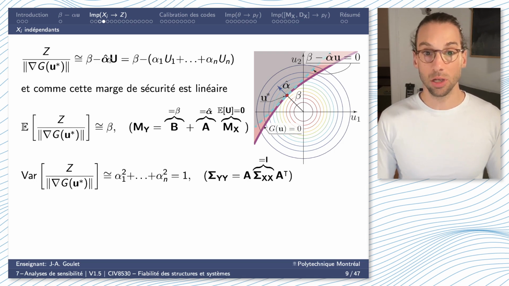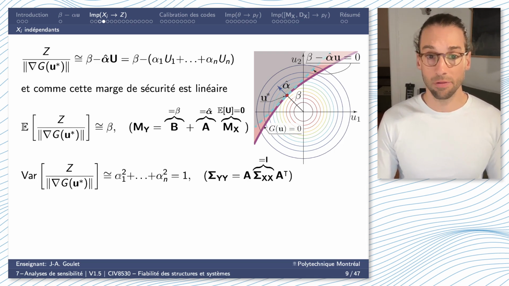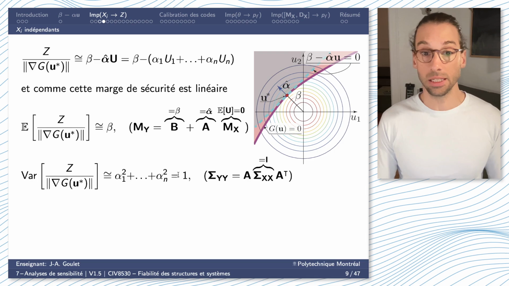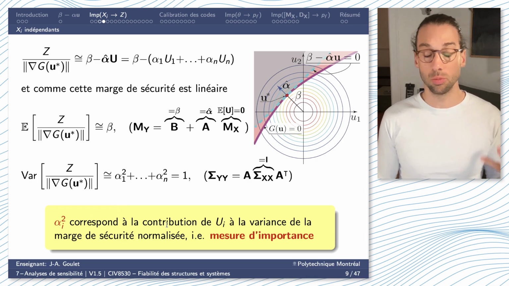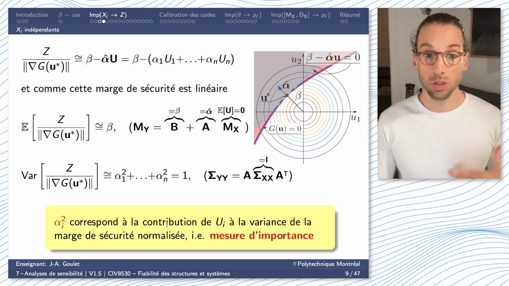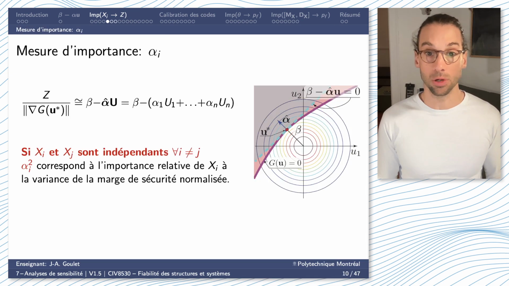For the variance, beta is not involved. I'm going to have alpha times an identity covariance matrix, so it's going to be alpha times identity times alpha transpose. That gives me the norm of my normalized gradient vector alpha: alpha 1 square plus alpha 2 square up to alpha n square. Since it's already a normalized vector, this is going to give me 1. So we can see here that alpha square corresponds to the contribution of each of my ui to the variance of my normalized safety margin, and this indicates that these alpha square are directly my importance measure.